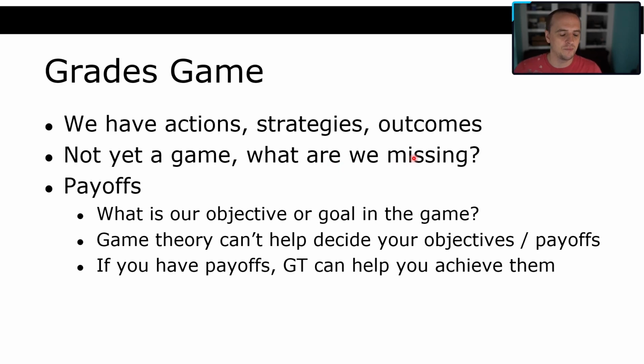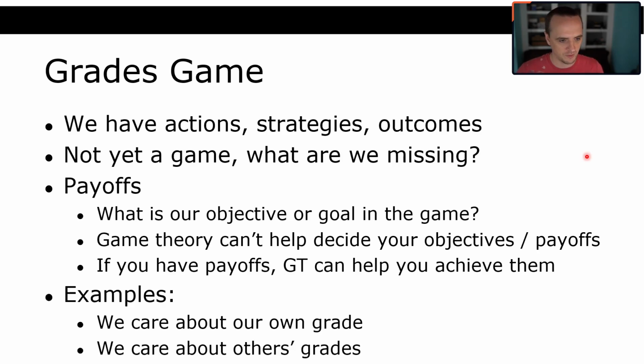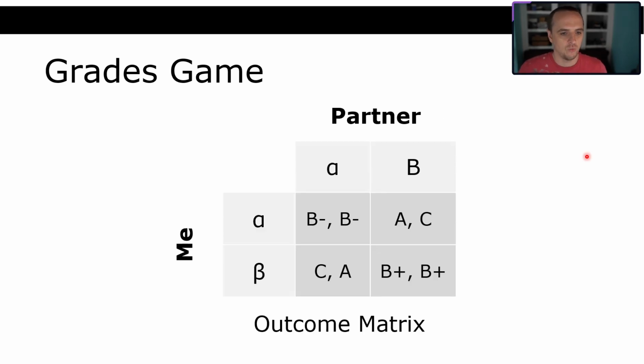So what is the objective that we want to achieve in the game? Game theory can't help you decide your objectives or payoffs. But if you do have payoffs, game theory can help you achieve them. So for example, maybe in real life, we care only about our own grades, right? But maybe we also care about each other's grades. So we have to somehow assign these outcomes, which is the grades we would get, to a payoff, which is a numerical number that we can try to minimize or maximize.